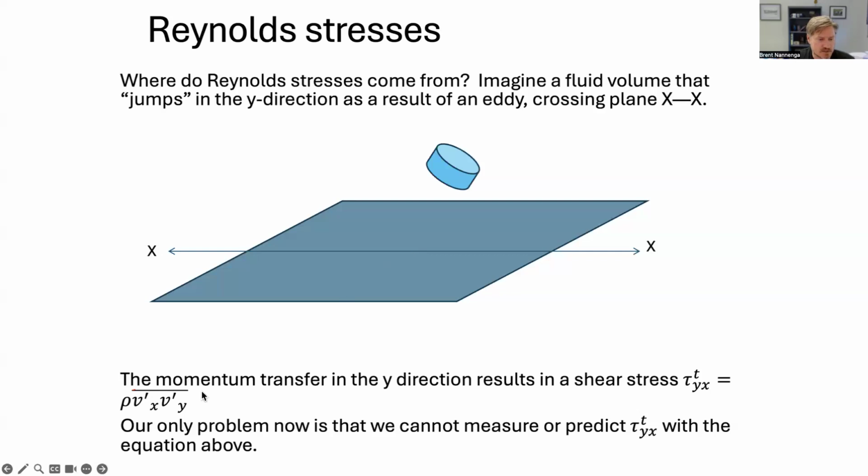The major problem is, okay, this is what we mentioned in the last slide. We just defined it here as this tau yx turbulence right here. The problem is we can't really measure or predict what this is with the equation that we used below. So we kind of just defined where these Reynolds stresses are coming from, but we're not really any closer to coming up with a usable equation.